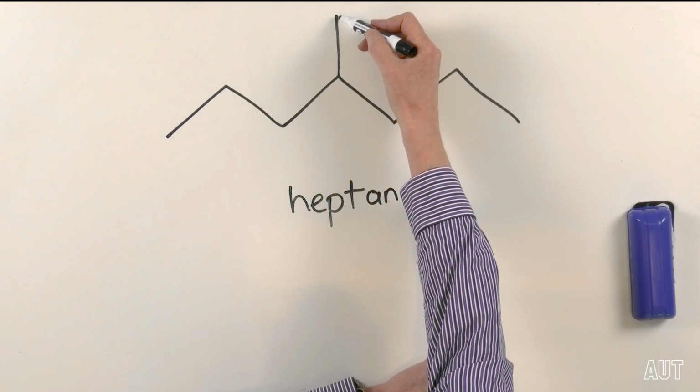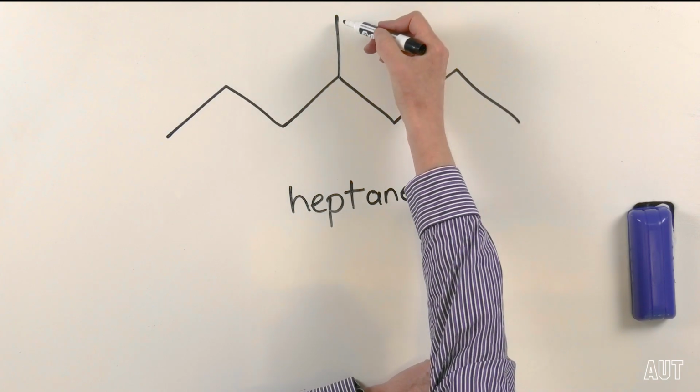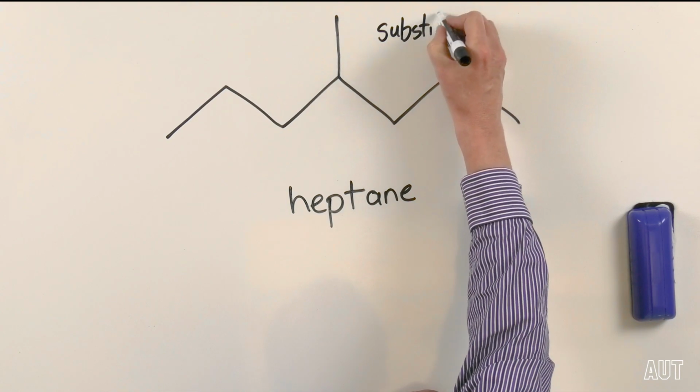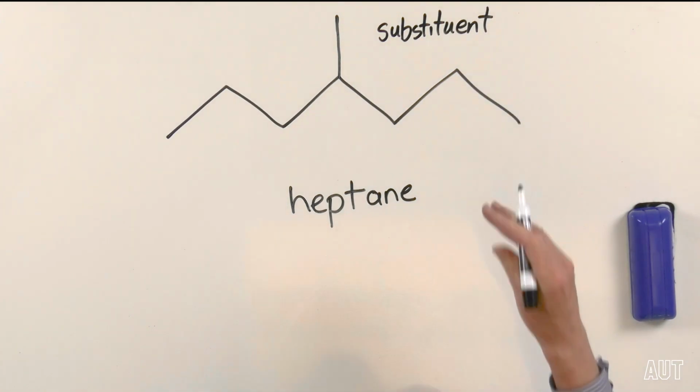So what we do is we include this in the name. Now this is what we call a substituent. A substituent is any non-hydrogen atom or group of atoms that come off the longest carbon chain. That's a simple definition of what we mean by a substituent. So when we are naming molecules that have substituents, we need to know two things. One, what is the substituent? And number two, where is the substituent?